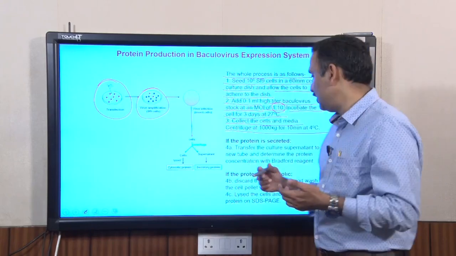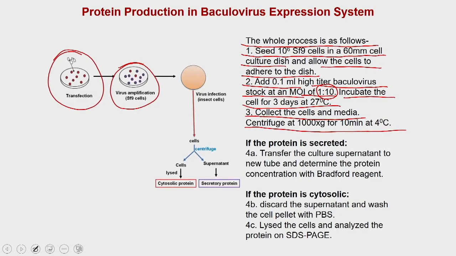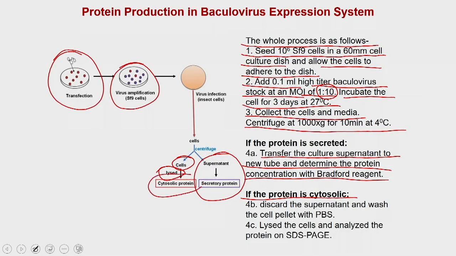If the protein is secretory in nature, which means the protein is going to be present in the cell culture supernatant, you transfer the culture supernatant to a new tube and determine the protein concentration with Bradford reagent, which means if your protein is secretory in nature, you can just collect the culture supernatant and estimate the amount of protein present. If the protein is cytosolic in nature, then you can recover the insect cells. You lyse these cells by using different lysis methods, and that is going to give you the cytosolic protein. So, if the protein is cytosolic in nature, discard the supernatant and wash the cell pellet with PBS, then lyse the cells and analyze the protein on SDS-PAGE.